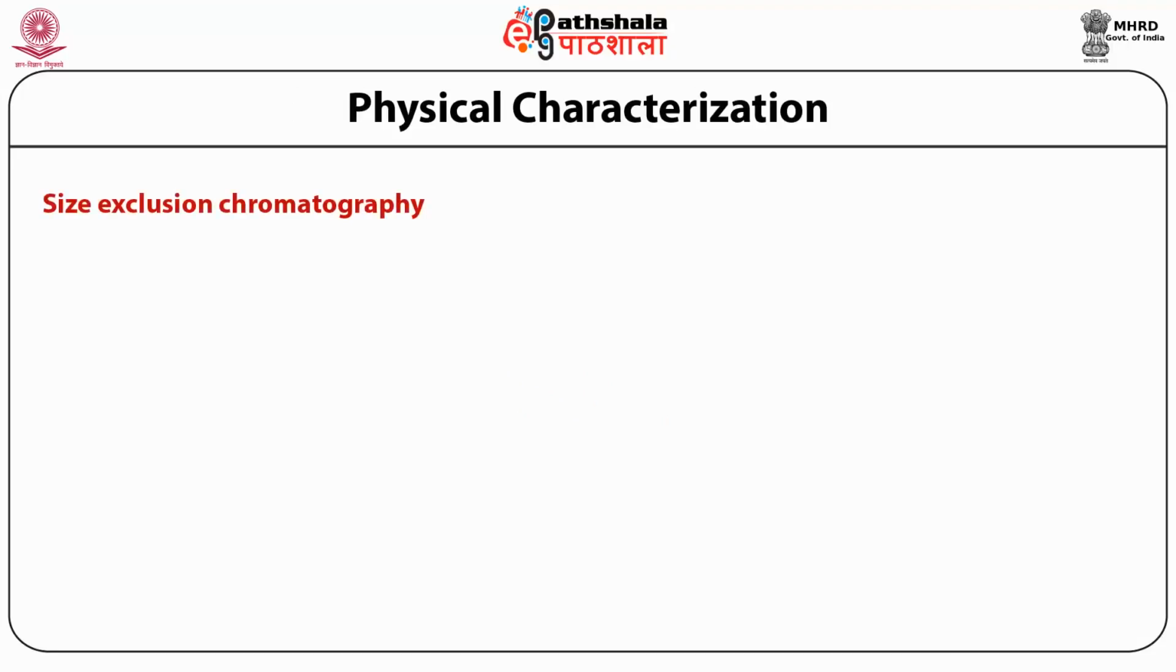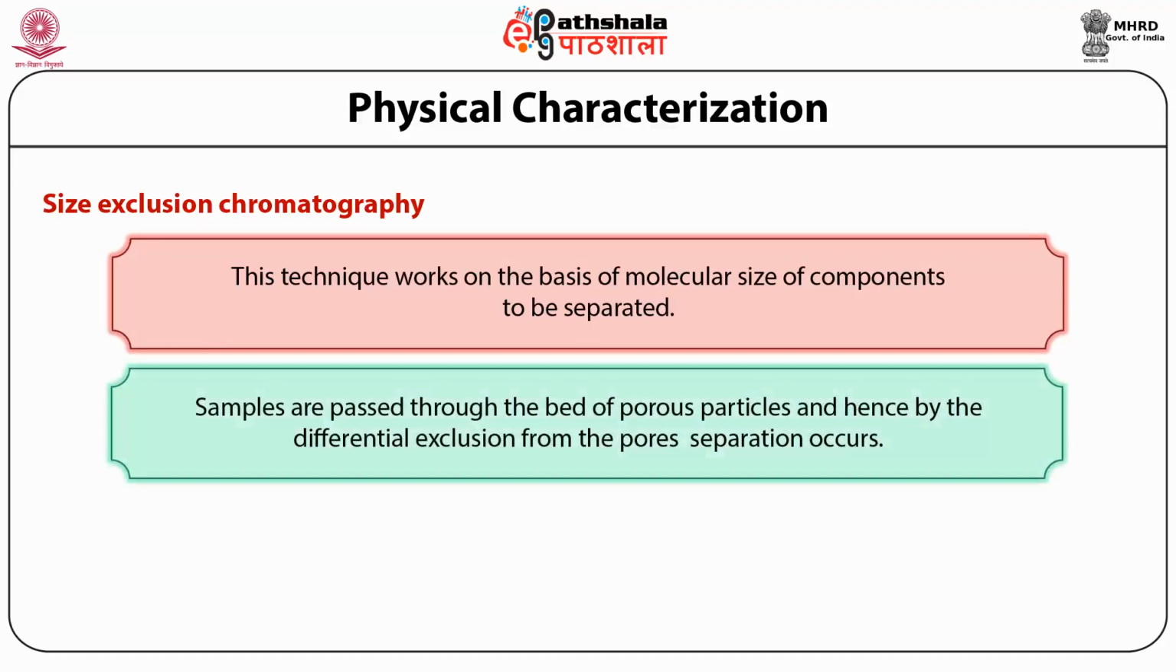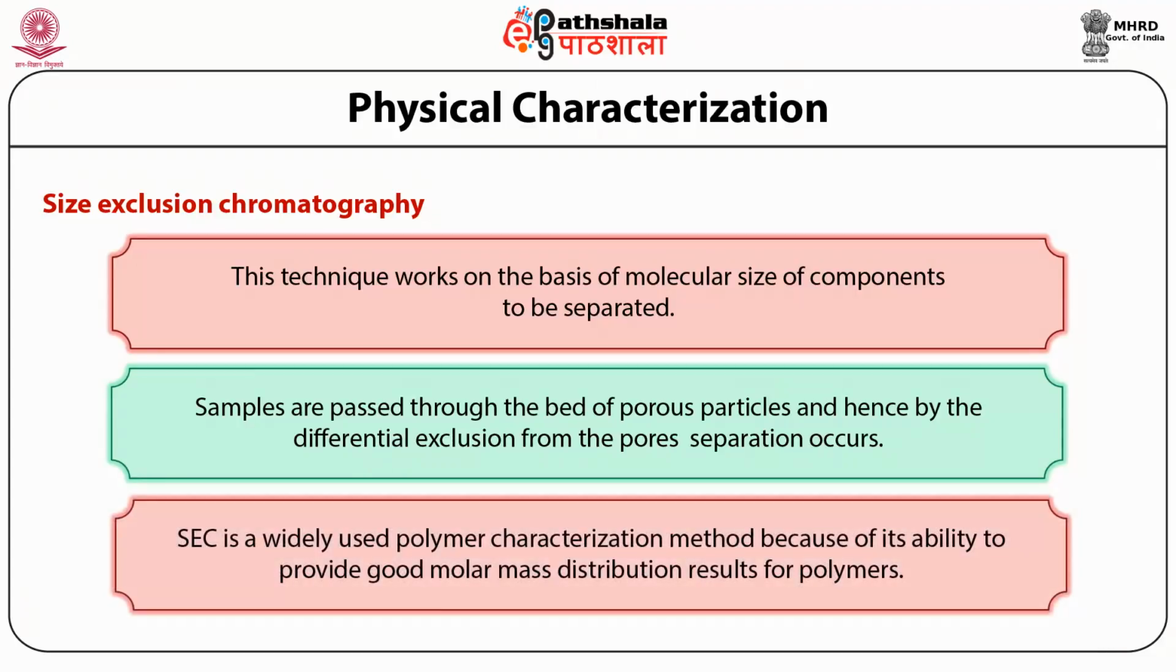Size exclusion chromatography. This technique works on the basis of the molecular size of the components to be separated. Samples are passed through a bed of porous particles, and separation occurs by differential exclusion from the pores. Size exclusion chromatography is a widely used polymer characterization method because of its ability to provide good molar mass distribution results for polymers.